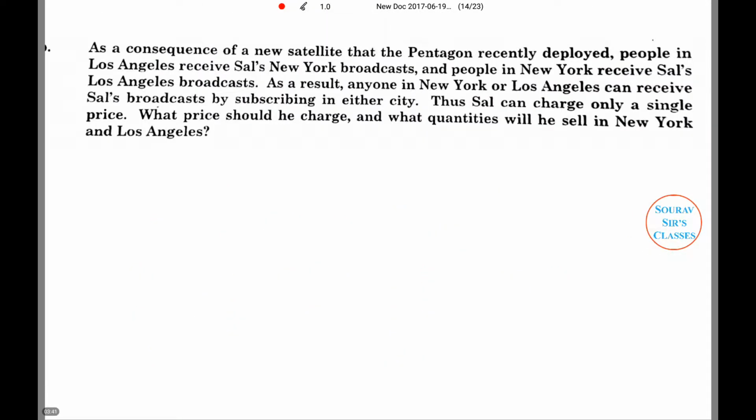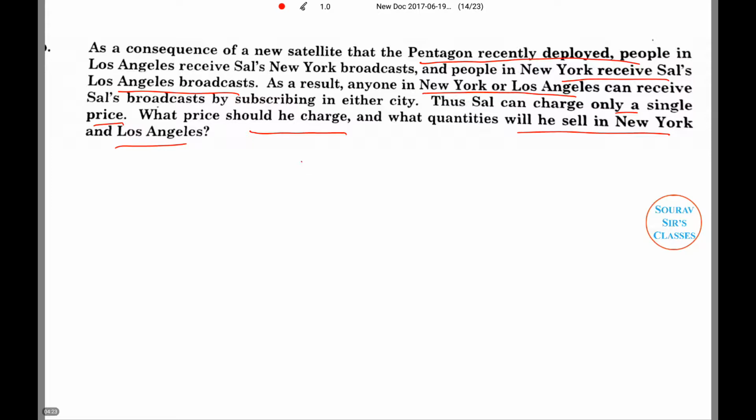Now we are given a new situation. In this, the Pentagon recently deployed a satellite which gives Los Angeles the New York broadcast, and people in New York receive Sal's Los Angeles broadcast, which essentially means that Sal can only charge a single price. Now the question is, what price should he charge and what quantities will he sell in New York and Los Angeles?